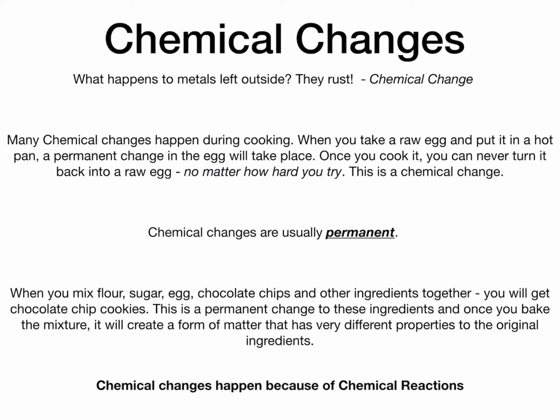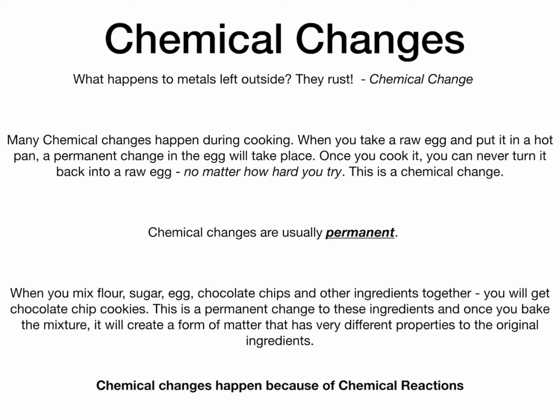All right, so chemical changes. What happens to metals left outside? They're going to rust. That is a chemical change. Many chemical changes happen during cooking. When you take a raw egg and put it on a hot pan, a permanent change in the egg is going to take place. Once you've cooked the egg, you can never turn it back into a raw egg again, no matter how hard you try. That would be an example of a chemical change.